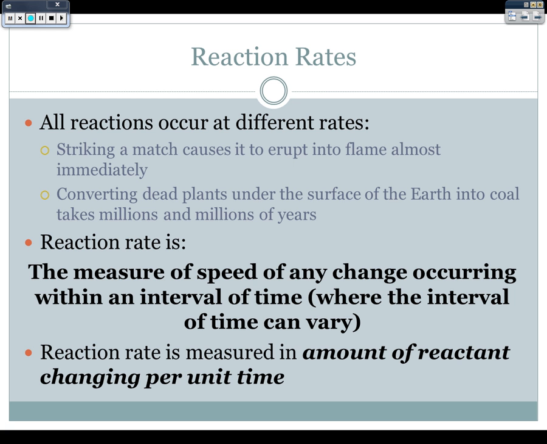So the key thing to remember with equilibrium is that different reactions occur at different rates, and that's going to play into what we're going to be talking about.